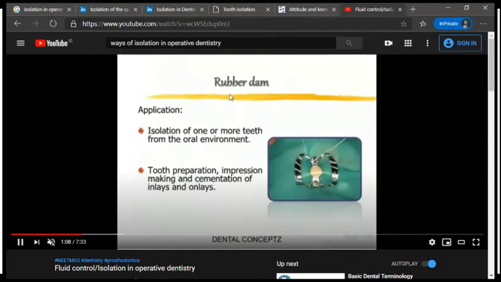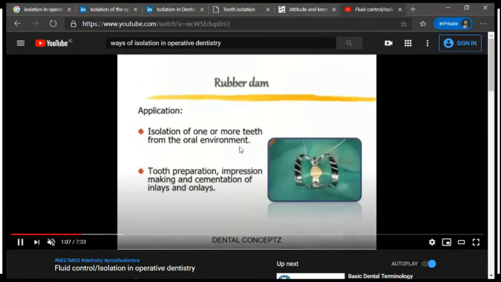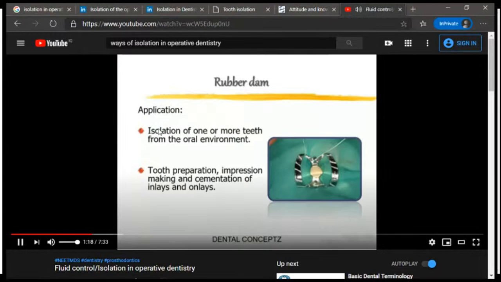Of course, there are chemical and mechanical forms of isolation. The first one is the rubber dam. It is used for the isolation of one or more teeth from the oral environment, and it can be used during tooth preparation, impression making or cementation of inlays and onlays.